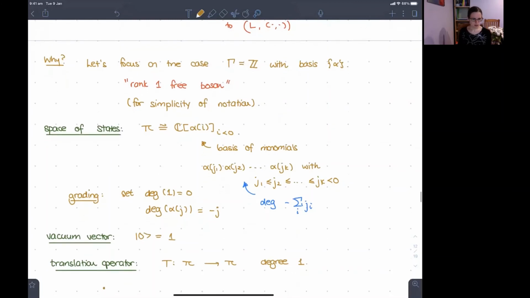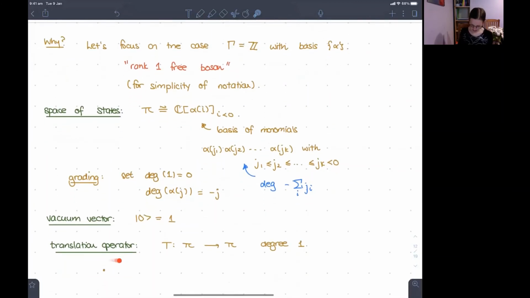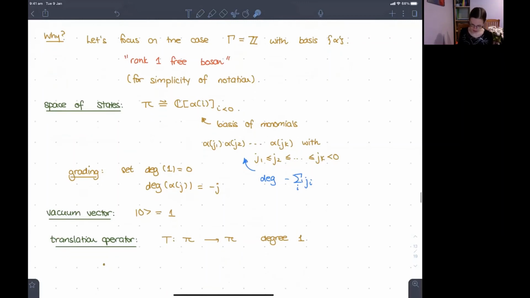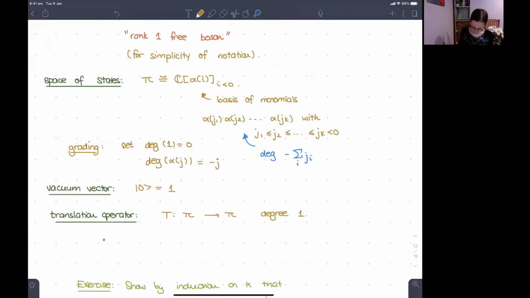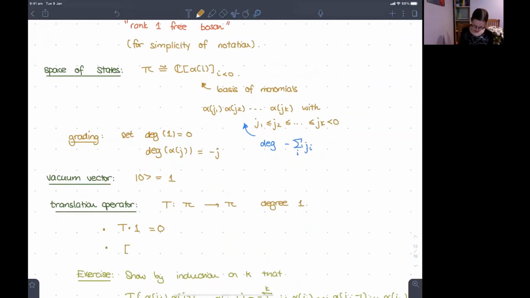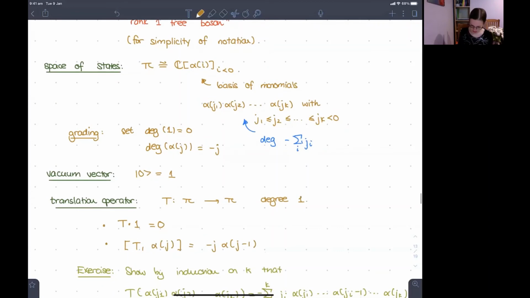And the second last piece of data is the translation operator, which should have degree 1. And I'm going to define it inductively by, well, first of all, we know from the vacuum axiom that when t acts on 1, it should be 0. And then I'm just going to tell you how it commutes past alpha j, and that is minus j times alpha of j minus 1. So this has the flavor of taking a derivative a little bit. Okay, and remember that j is negative, so this is a positive scalar.